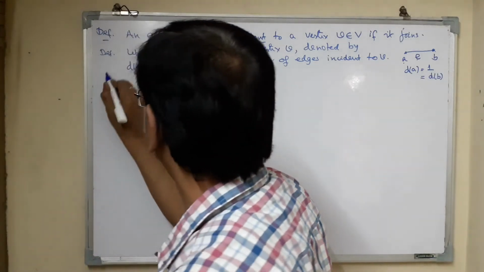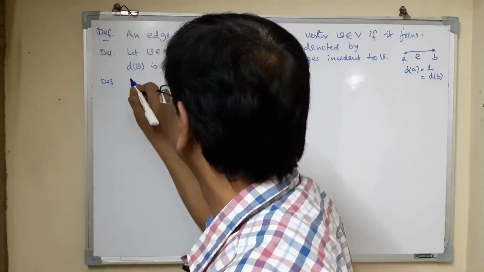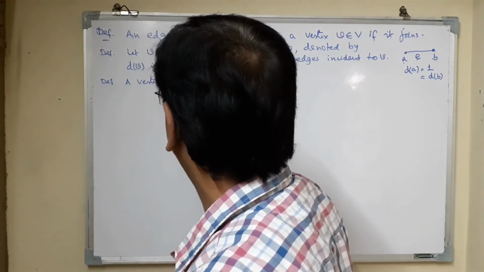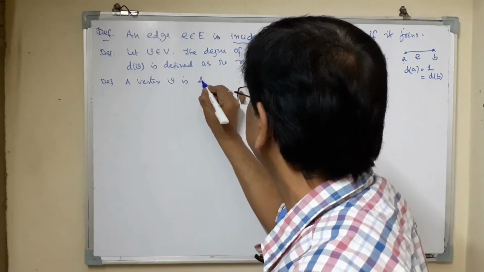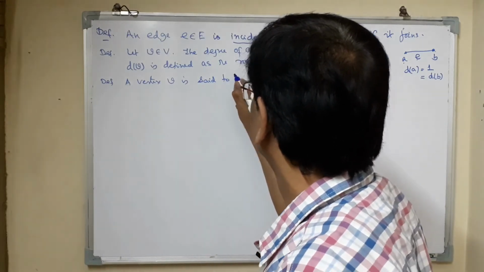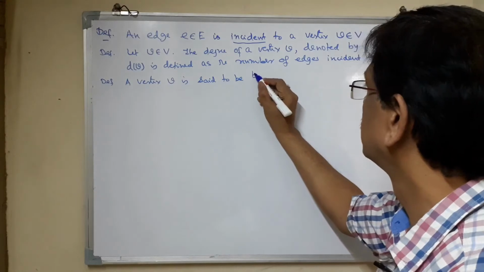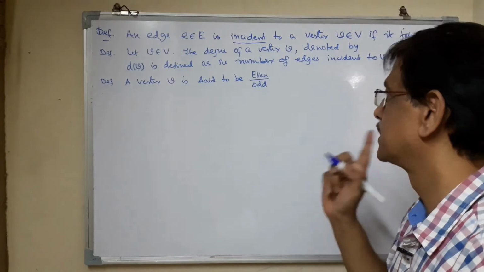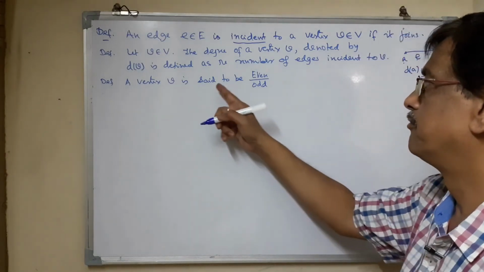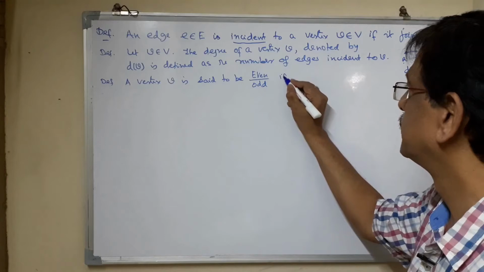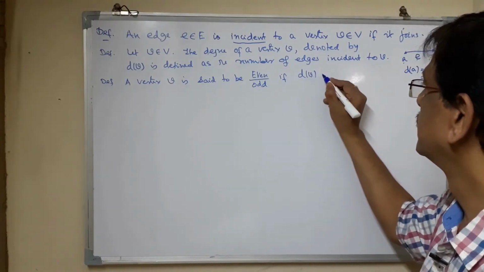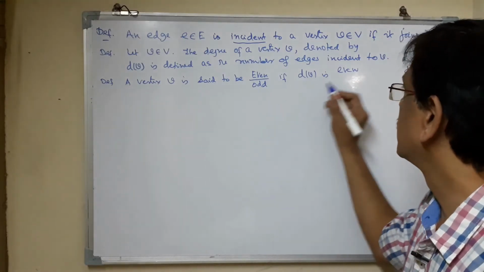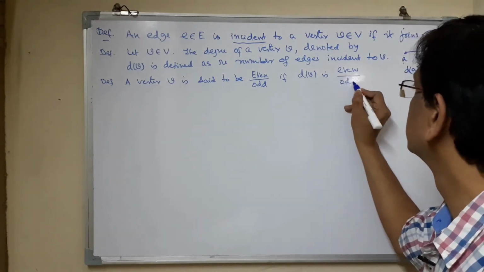Now a sequence of definitions. All definitions I am writing. A vertex V is said to be even or odd. I am writing two sentences at one stroke. A vertex V is said to be even if the degree of V is even. A vertex V is said to be odd if the degree of V is odd.